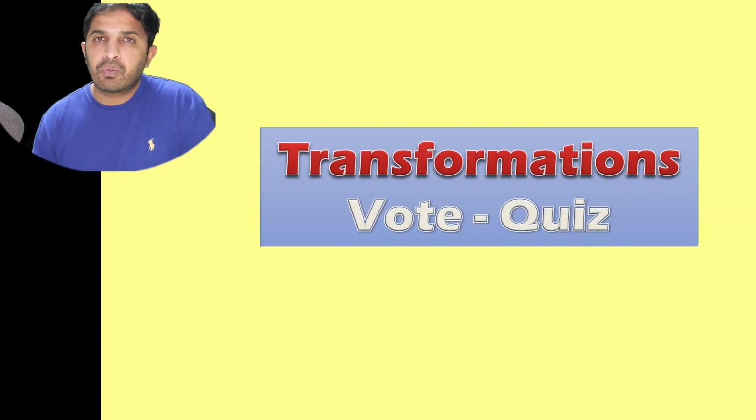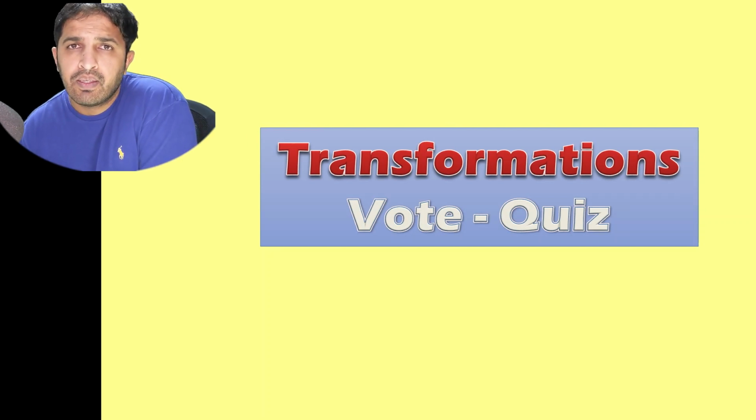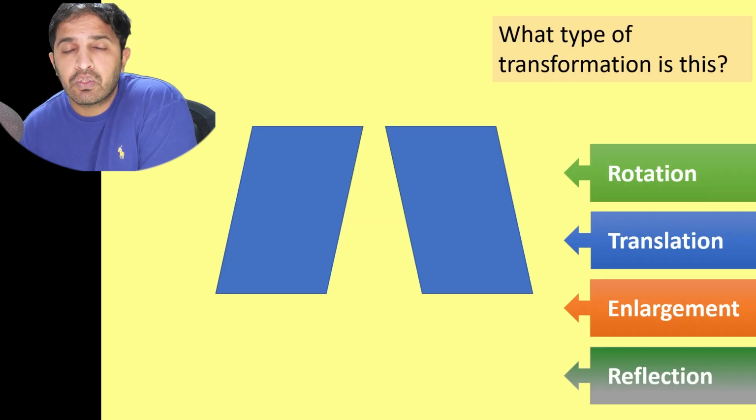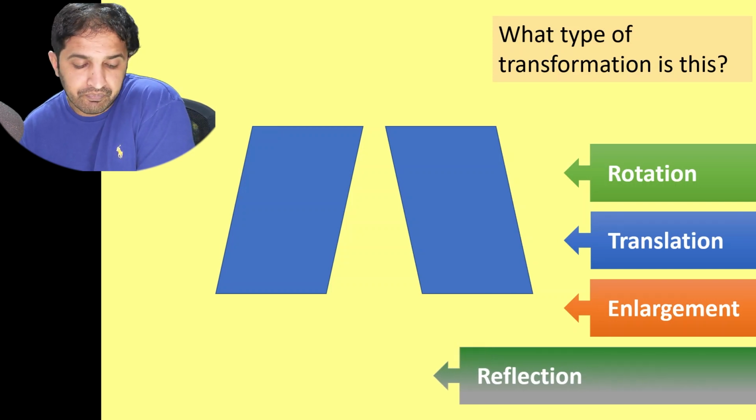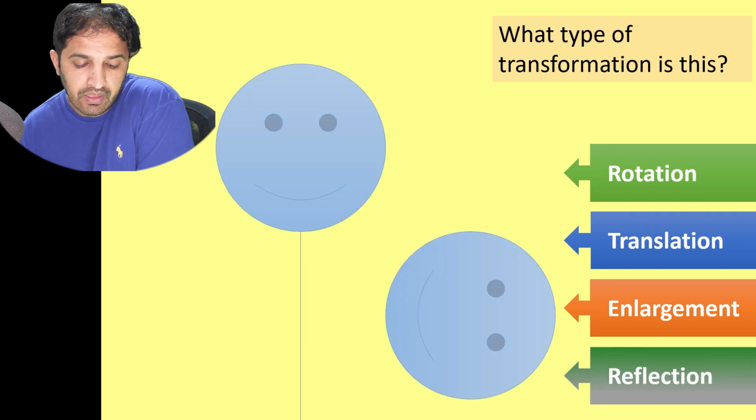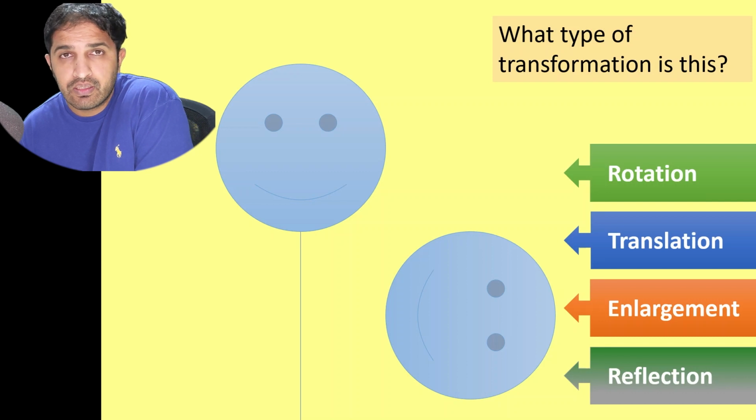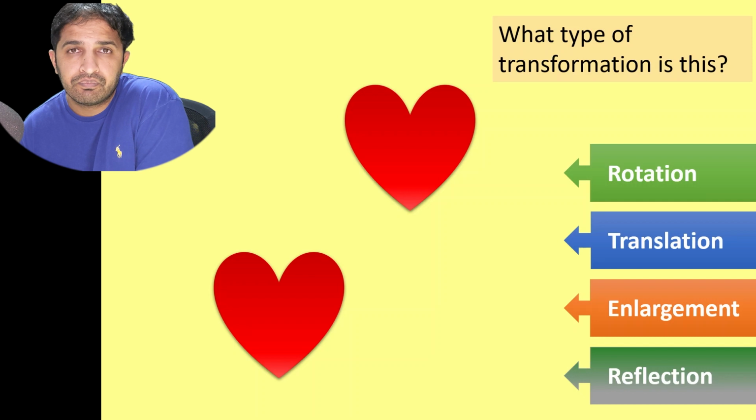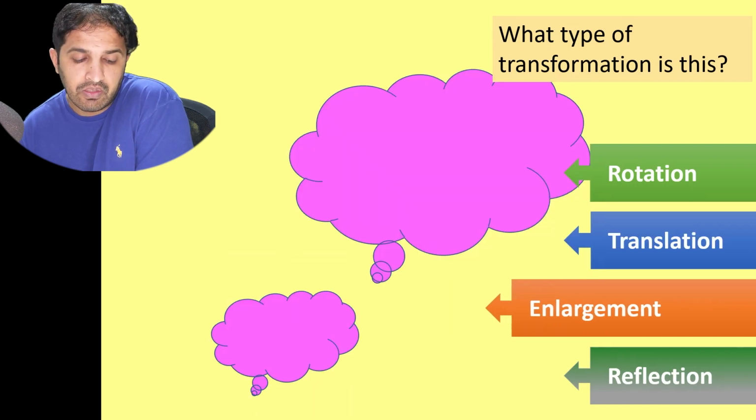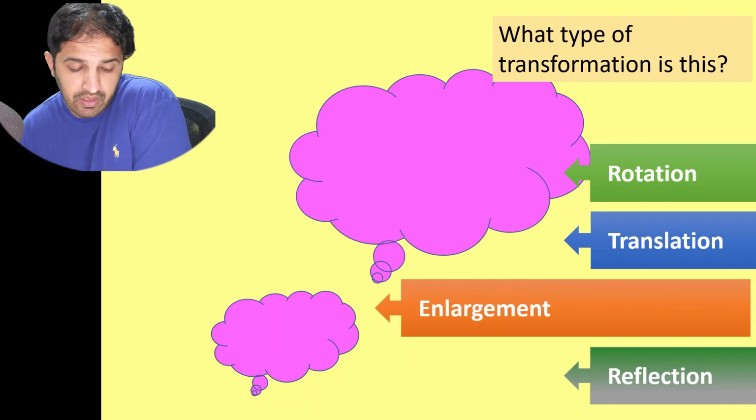So quiz. Just go through it with me. I'm not going to take forever to complete that. If you want to, you can pause the video when you see the question. Okay. What type of transformation is this? I know it's a reflection. That's right. What type of transformation is this? Yes, that's right. It's a rotation. What about this one? That's right. It's a translation again. What about this one? That's right. Enlargement.